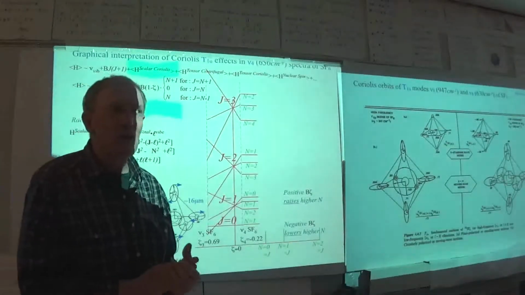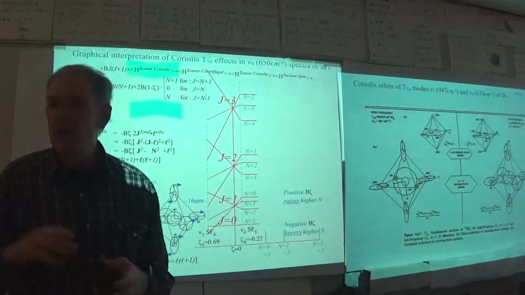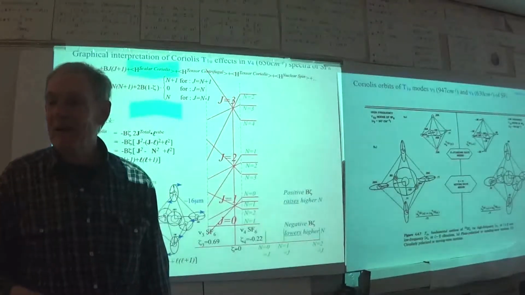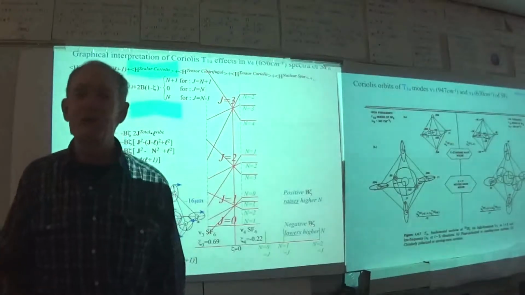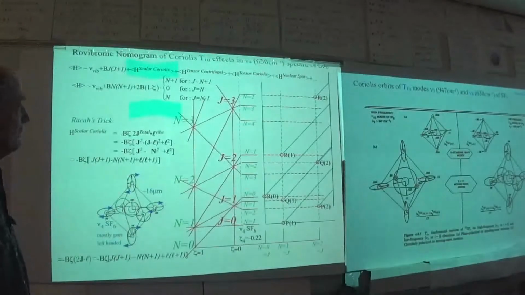That's called, what is the name of that? Floquet diagram or something. There's a name for drawing lines between levels. I've repressed it because it's so stupid compared to what you should be doing. And what you should be doing is this.